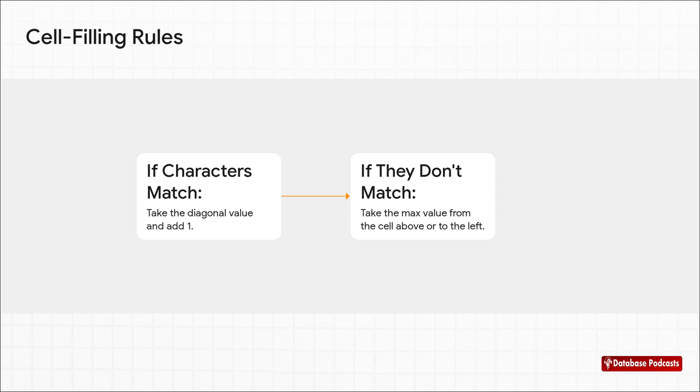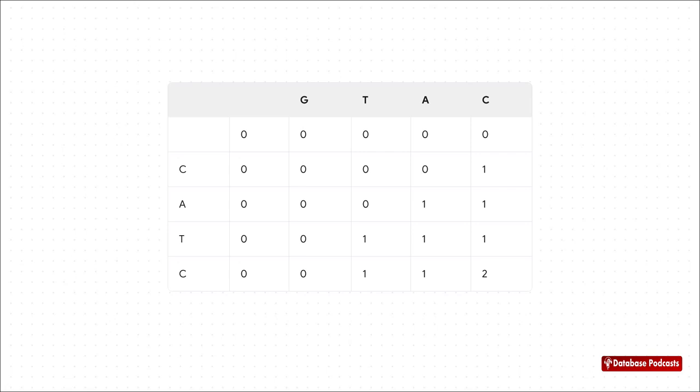If they don't match, no problem. We just take the bigger value from either the cell directly above us or the cell directly to the left. That's it. It's just a simple, repeatable process. And check it out. This is the real power of the bottom-up approach.